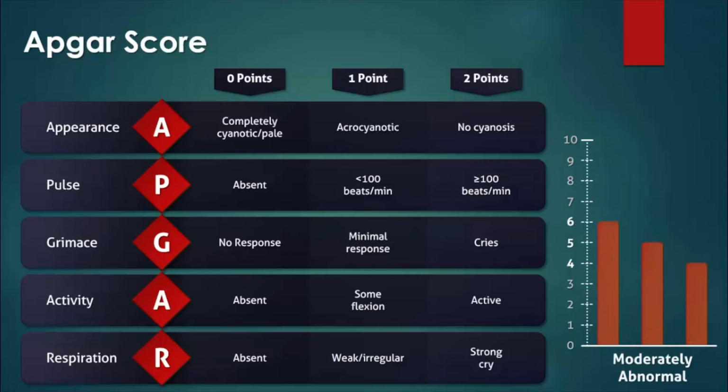A score between 4 and 6 is considered to be moderately abnormal. These babies need some resuscitative efforts, such as nasal suctioning and oxygenation. A score of 3 or less is considered to be low. These babies need full resuscitation.